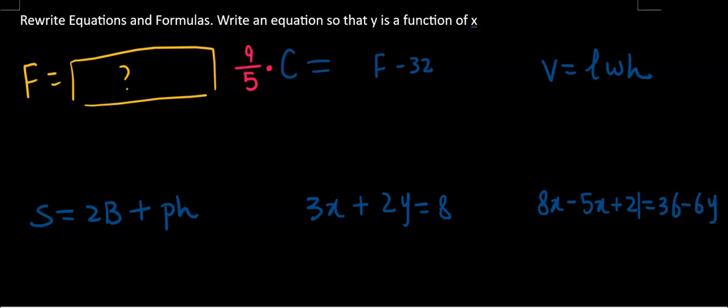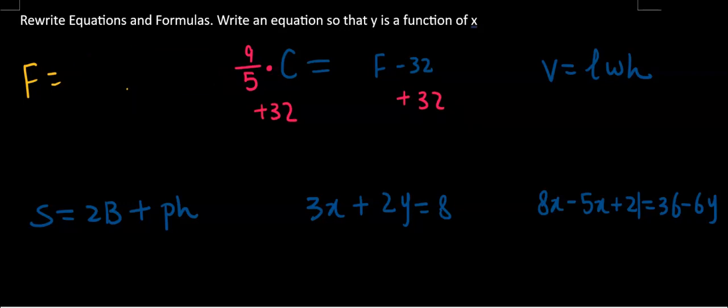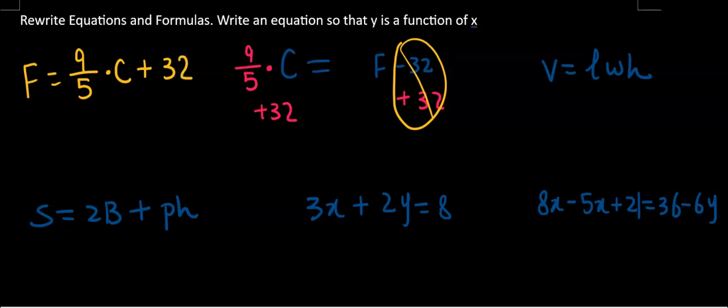Oh, one last step and we will be done. I want to isolate f. This is minus, so I'm going to add 32 to each side. Then I'm going to rewrite everything nicely. And we say the 32s cancel out, and f is 9 over 5 times c plus 32.